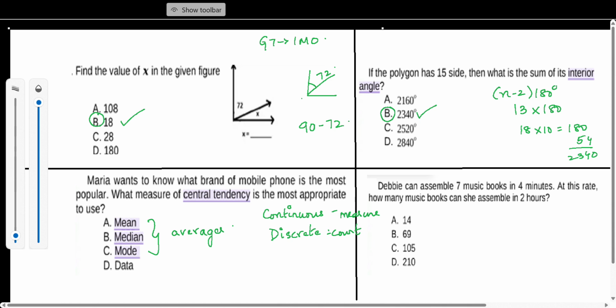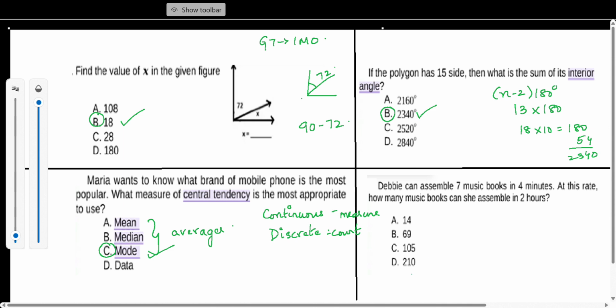So here, if you want to know what brand of mobile phone is the most popular, what can you do? You can just take a survey of which particular brand has made maximum sales or sold out in great numbers over the past week or the past month. So whether it's Apple or Android, and in Android, whether it is Samsung or OnePlus or Vivo, it's like that. So obviously that is sales and you count. So here, definitely mode would be the most appropriate measure to use. I hope that was clear.